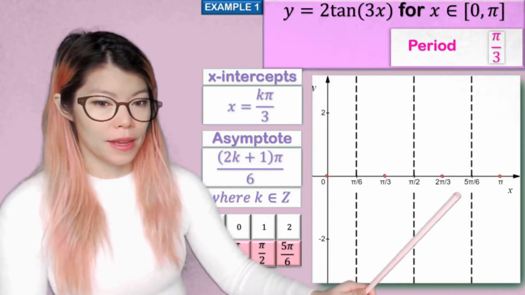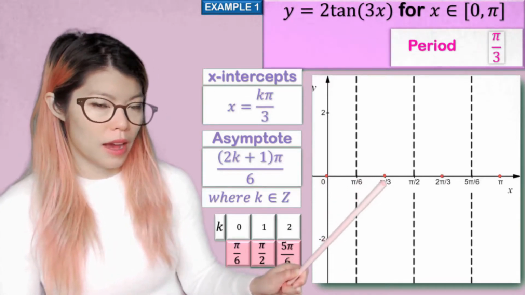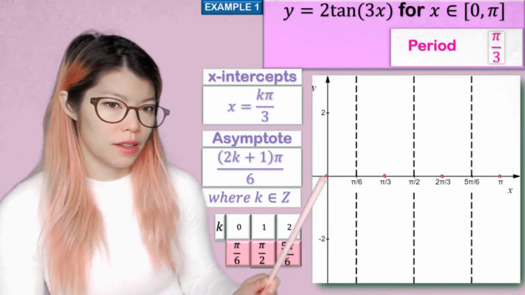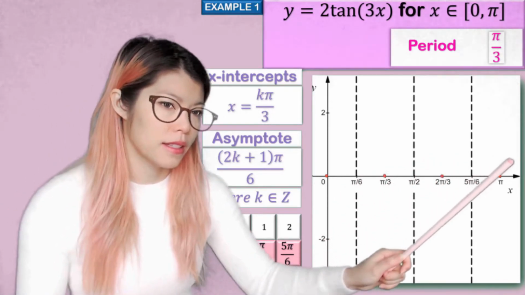5 pi on 6. But as I said before, you can just go halfway your period. So half of a third is a sixth. And then you count by a sixth. 1 sixth, 2 sixths, 3 sixths, 4 sixths, 5 sixths, 6 sixths.